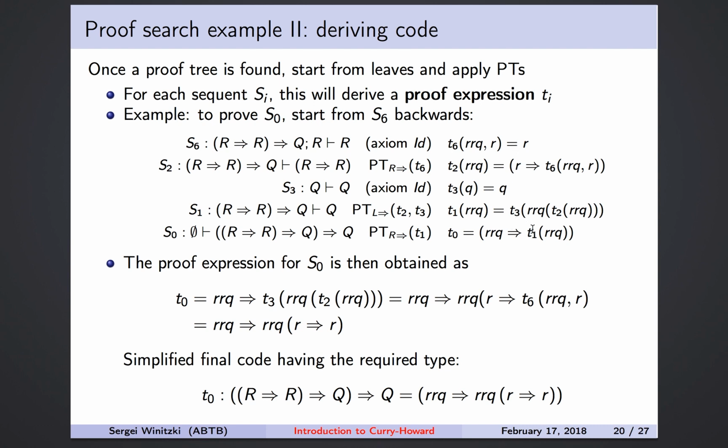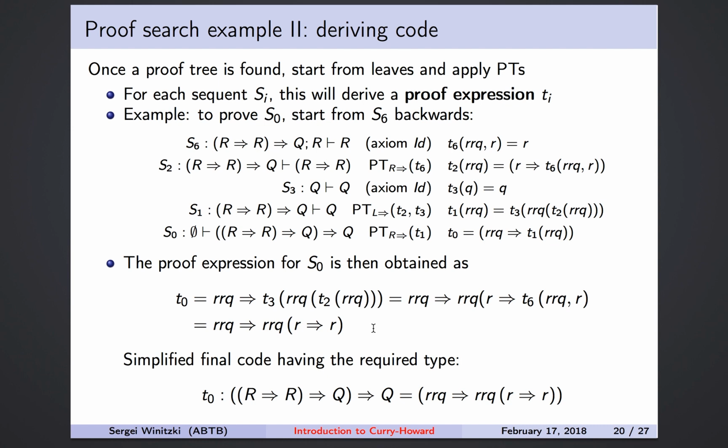We have to substitute all of this back in order to get the final expression. So if we substitute, first of all, we find this is RRQ going to T1 of RRQ. T1 of RRQ is this, so we have to put it here. Now T3 is just identity, so we can just remove that. So that gets you RRQ going to RRQ of T2. T2 is this, so you have to put it in. T6 is just identity on R, so this is R going to R, and so finally you have this expression. So that is the final code that has the required type.